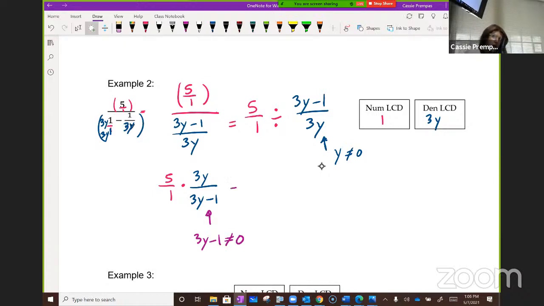But now we multiply across. So 5 times 3y is 15y over 3y minus 1. Can I reduce 15y and 3y? I want to, but what is preventing me? The minus sign. Good. So I actually can't reduce those. And then I do need to just kind of clean this up and say, this is my answer as long as y can't equal 0 or 3y minus 1 can't equal 0.